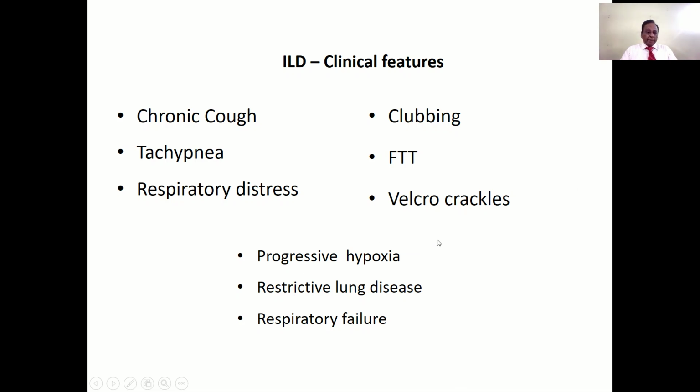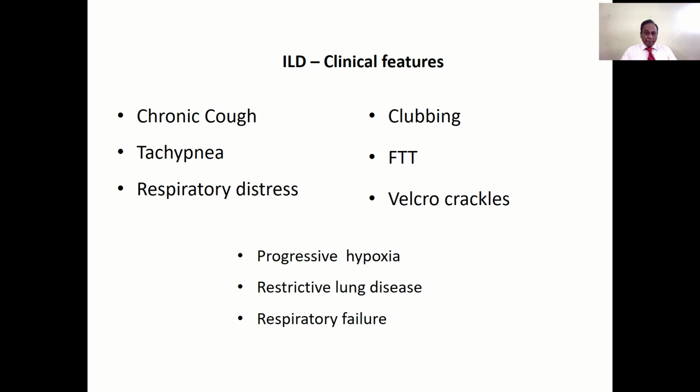Children slowly develop progressive hypoxia and go on to an interstitial lung disease. Particularly, these children have a restrictive disease. Actually, there are only a few conditions called obstructive lung disease in pulmonology. I can name only four conditions.